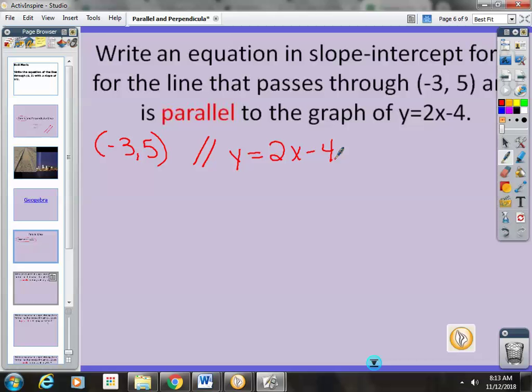Alright, so I just told you that two lines that are parallel have the same slope. What's the slope of this equation, y equals 2x minus 4? 2. Go ahead and circle 2. 2 is our slope. And I'm going to write m equals 2.